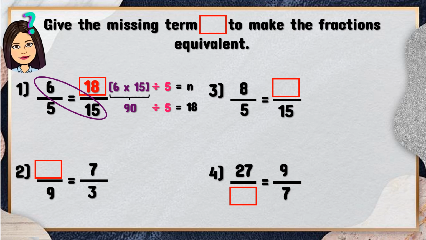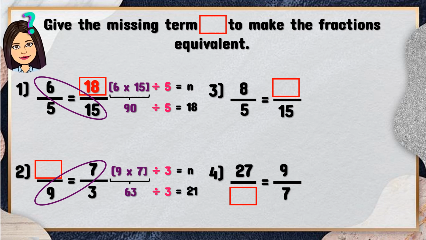For number 2, let's multiply the denominator 9 and the numerator 7 and divide it by 3. 9 times 7 is equal to 63. Divided by 3 is 21. So the missing term is 21. 21 over 9 is an equivalent fraction of 7 over 3.